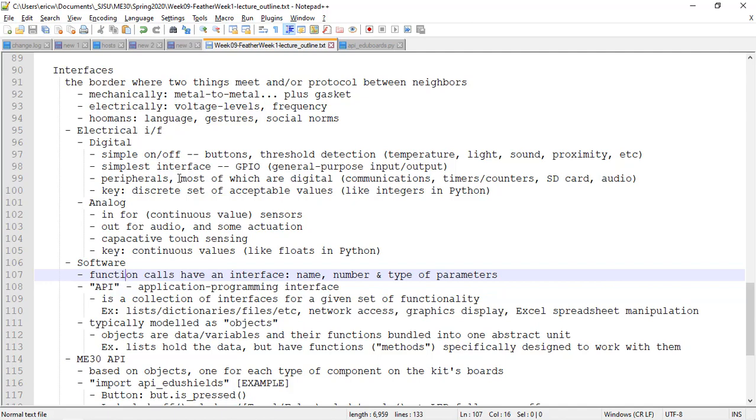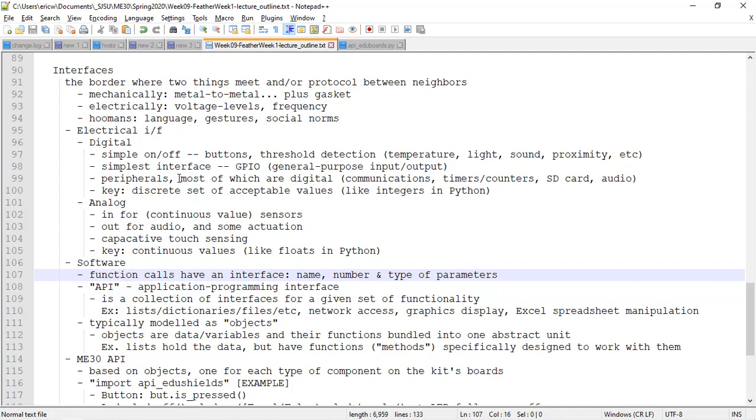So you've already used APIs. Lists have an API, right? All the functions that you can use on a list, that is the API for a list. Dictionary, same thing. Files, right? It's a limited set of things you can do with a file. You can open them, you can close them, you can read and write from them. You can get exceptions from those functions.